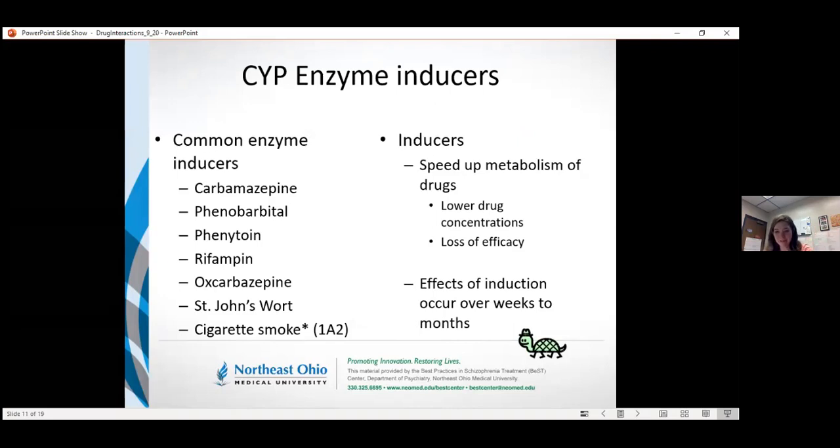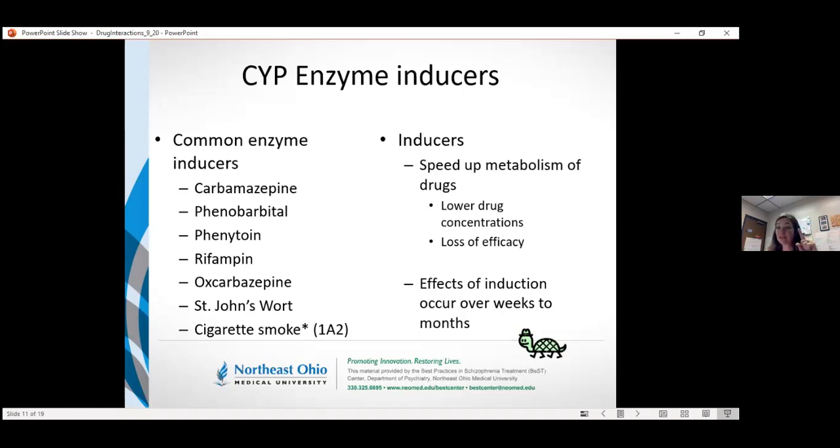Now I have my little tortoise down there, because it takes time for the body to make more enzymes. So this won't happen right away. This will happen over, usually it takes about a month for the body to make more enzyme. So you'll slowly start to see those concentrations go down. So we have more metabolism, less drug. So we may have to increase the dose of some of those other medications.